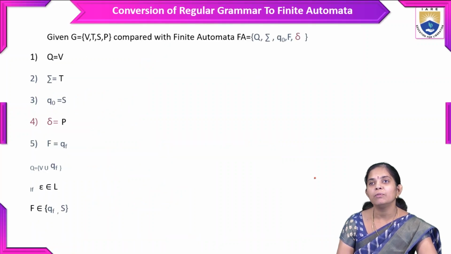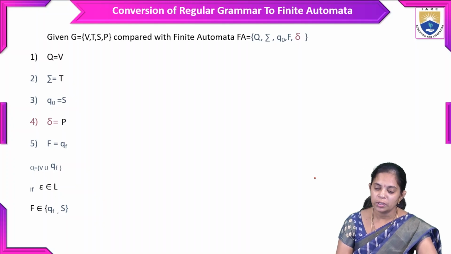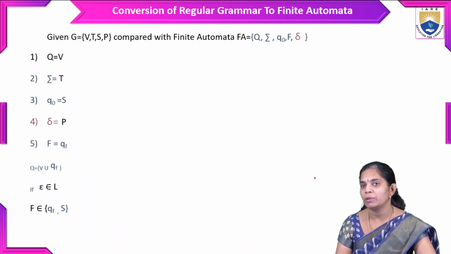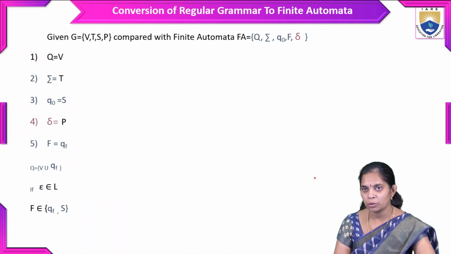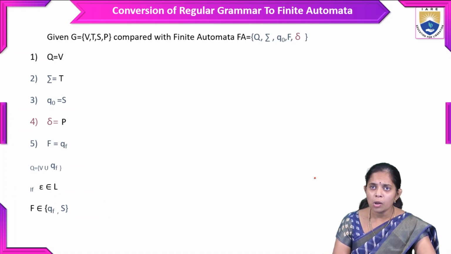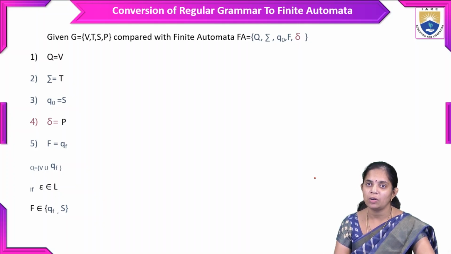Now, the conversion of a regular grammar to a finite automata. We already discussed the equivalence of regular grammar to a finite automata. Whenever we have an input as a regular grammar, we need to convert it to a finite automata, the diagrammatic representation of the grammar. So the input is a grammar, and now we will convert it to a finite automata.